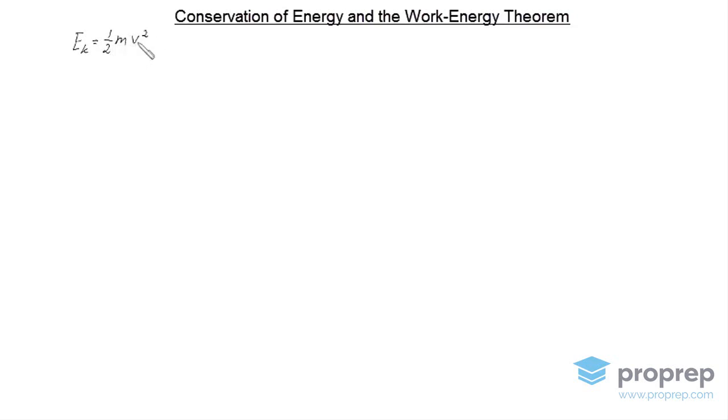Now if we're squaring the velocity, we're squaring a vector, and if we square a vector we get a scalar value. We get a value with no direction, only magnitude. So kinetic energy, as well as all other types of energy, are always in terms of scalars.